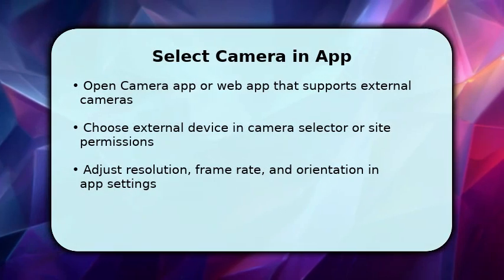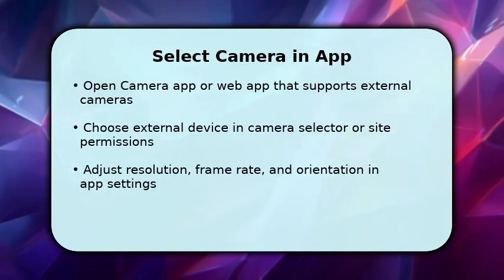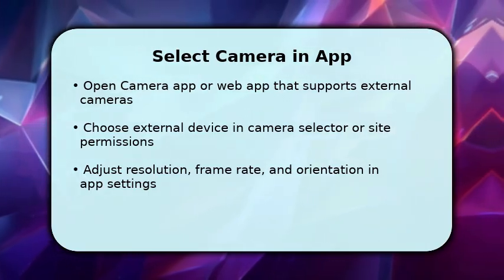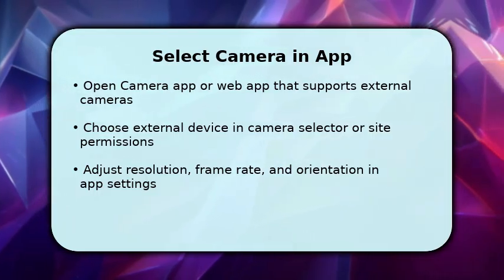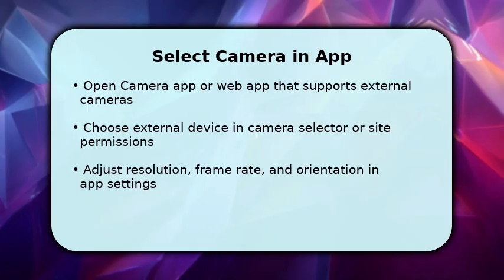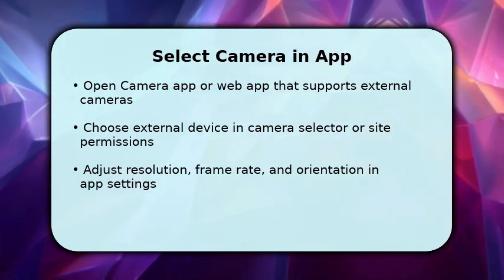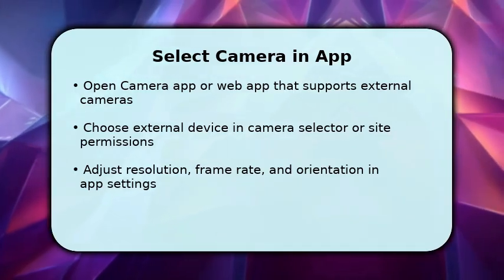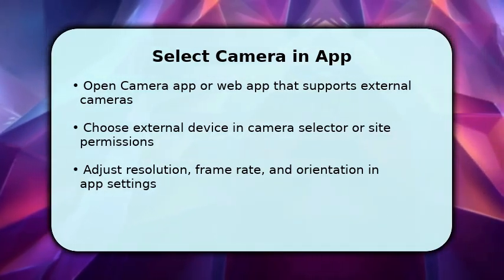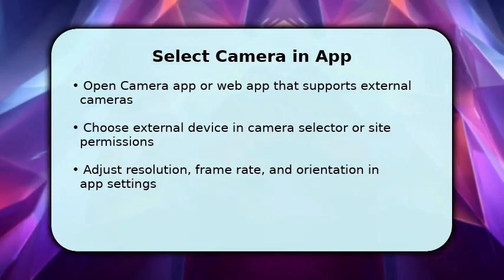Now you choose the external camera inside the app because Chrome OS may still default to the built-in unit. You open the camera app or a web conferencing app, then look for the camera selector menu and switch to the external device. If it's not listed, refresh the page or relaunch the app. Make sure to set resolution and frame rate for best performance and rotate orientation if needed. Doing this ensures the feed is active and optimized before you record or stream.